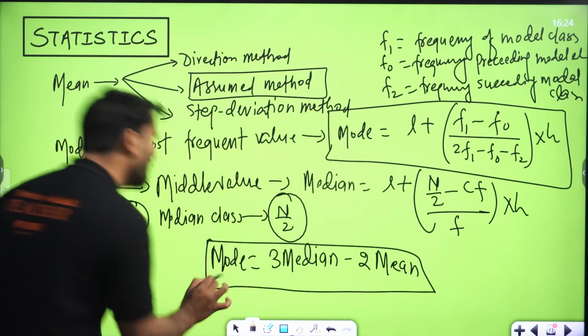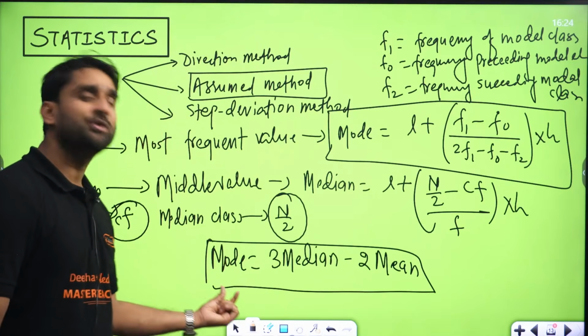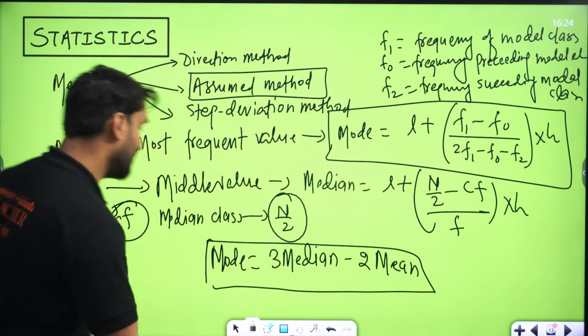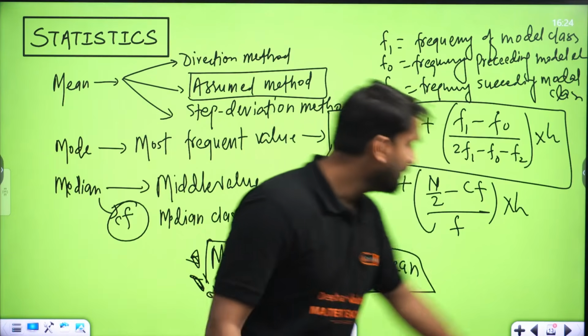My dear champion, please keep this formula in mind: mode is equal to 3 median minus 2 mean. You might get a question from this formula in the objective. Thank you so much. Moving to the next topic, probability.